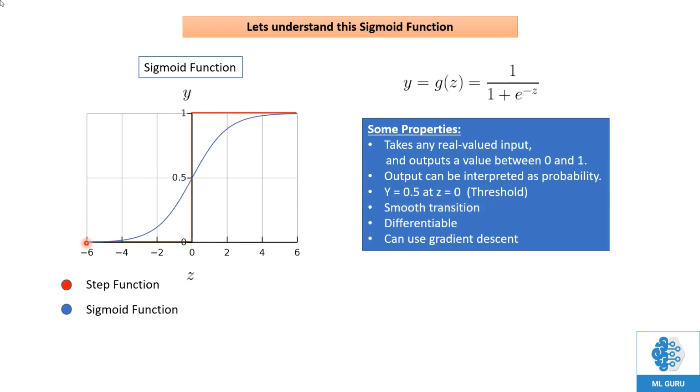The next important point to note here is it gives you a smooth transition as we have discussed earlier. And since it is continuous and smooth, it is a differentiable function. And since it is differentiable, we can use gradient descent on this.